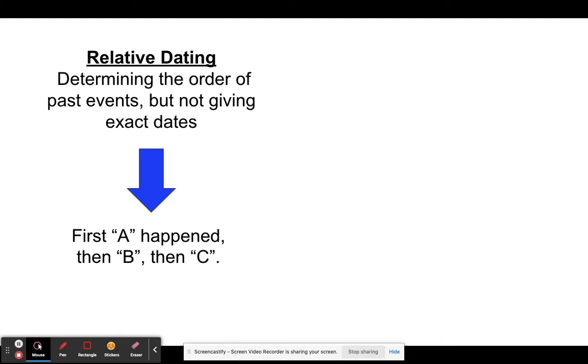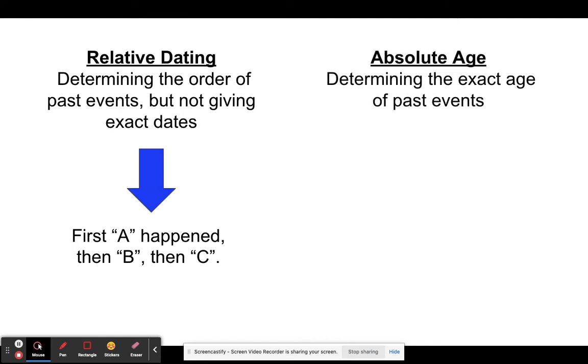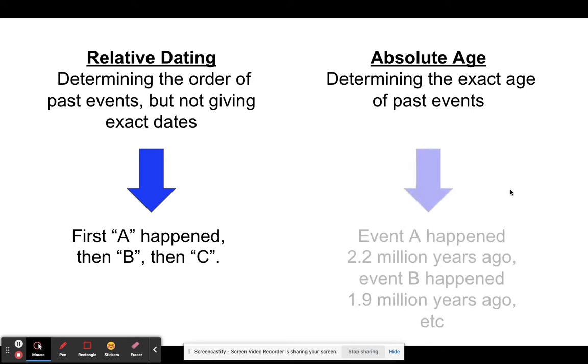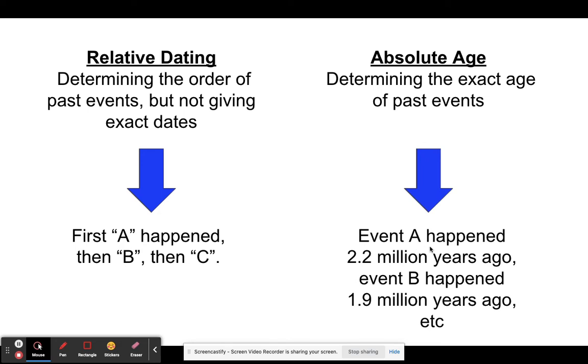The other way of aging something or putting a date on something is finding the absolute age. Now, with the absolute age, you are determining with a specific number the age of past events. When I say exact, I don't mean down to the second necessarily, but if you know event A happened 2.2 million years ago, event B happened 1.9 million years ago, it's more than just saying oldest, second oldest, third oldest. You're actually assigning a number that goes with it because we have a good idea of when event A happened. Like I said, it doesn't have to be down to the exact year.